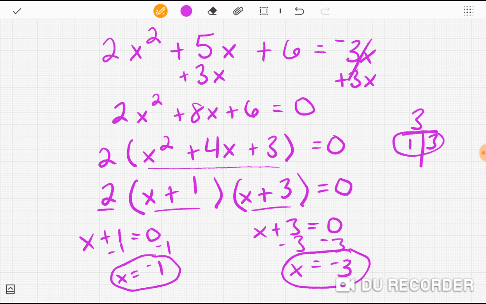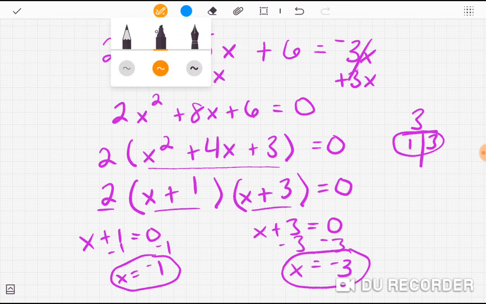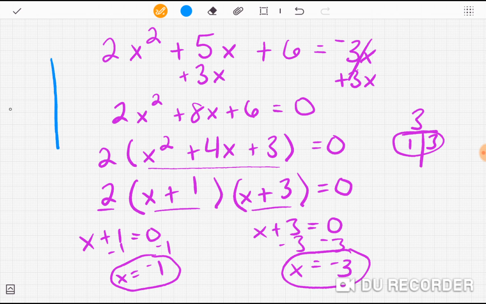The whole reason you're doing this, I should have started with it, is it's almost like, let me change the color here. It would be like if you have a graph. Let's say this graph looks like this. This graph would look like this. Those answers that you get are where the graph is going to hit the x-axis. So that's actually what you're solving for when you're solving these quadratics.